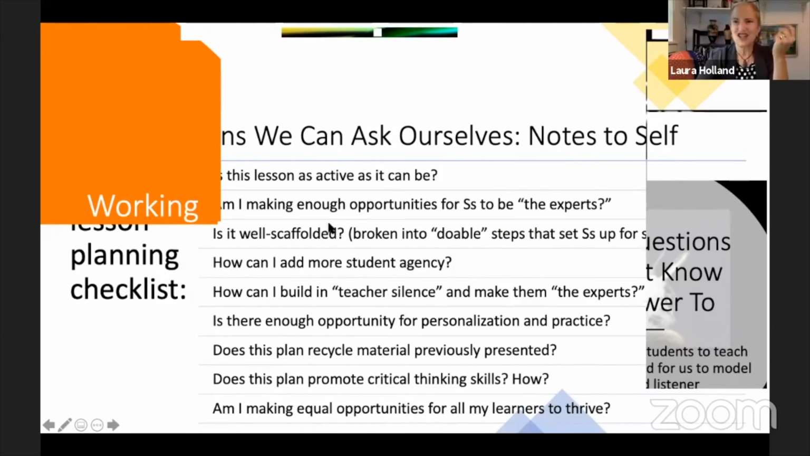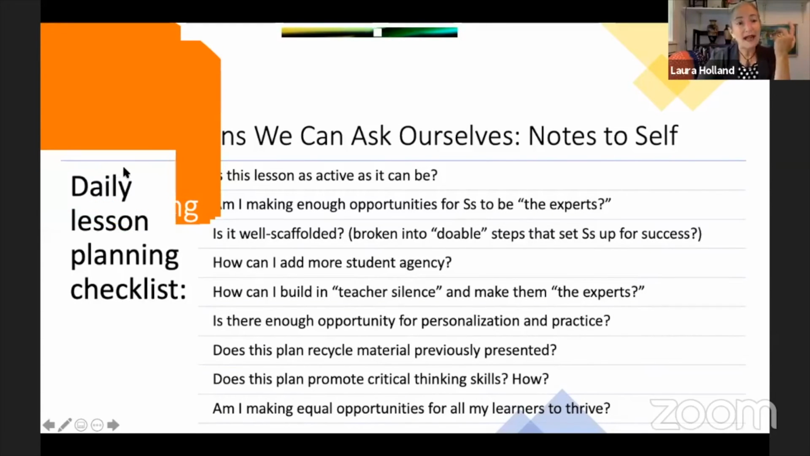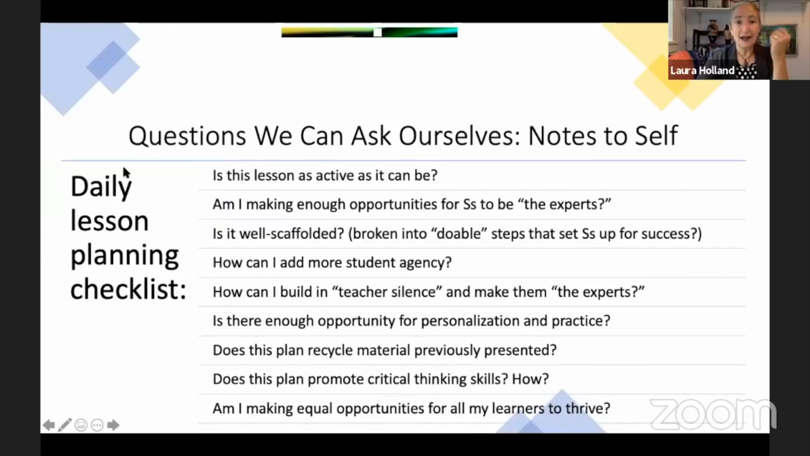All right, now, questions that we can ask ourselves. So this is like notes to self, right? Notes to myself. Well, when we are planning, we're making our lesson plans, we can ask ourselves a whole series of questions. So, for example, this is my checklist that I ask myself whenever I'm making my lesson plans. Is this lesson as active as it can be? You know, am I getting my students up and interacting in real language and real communication?